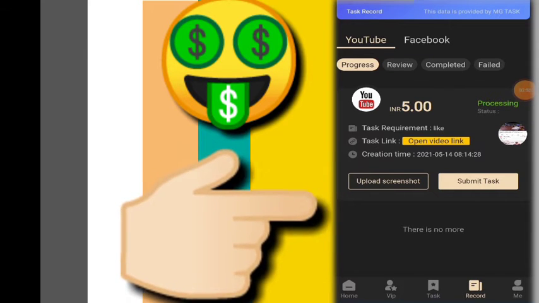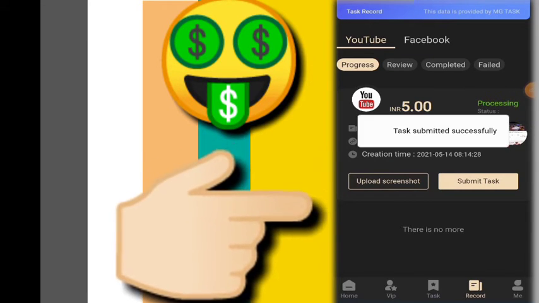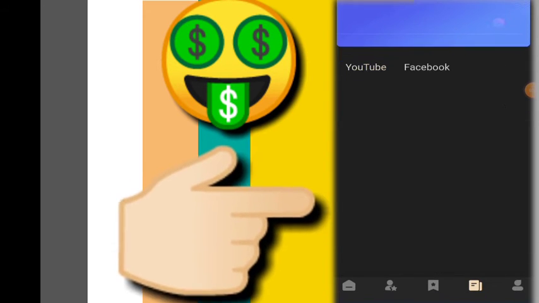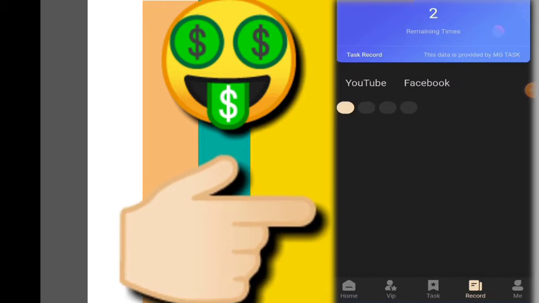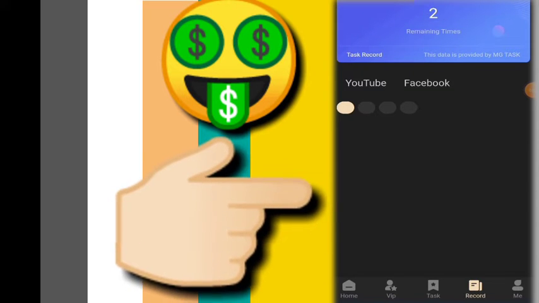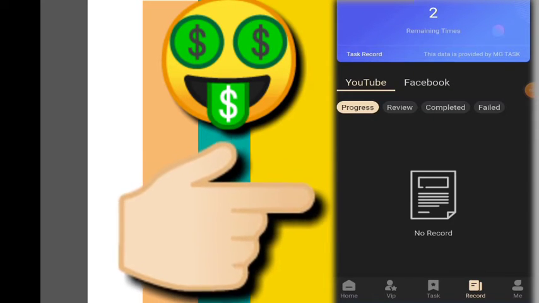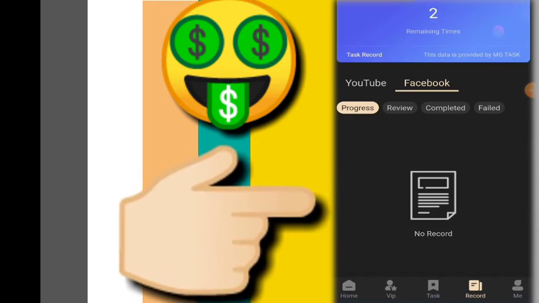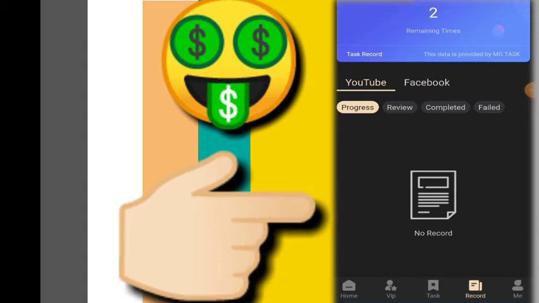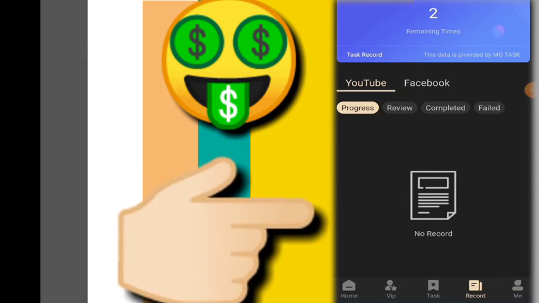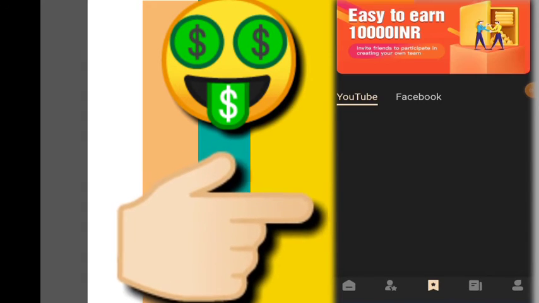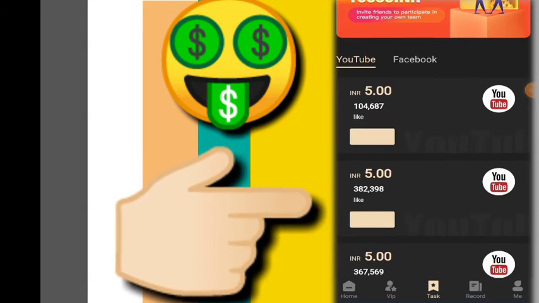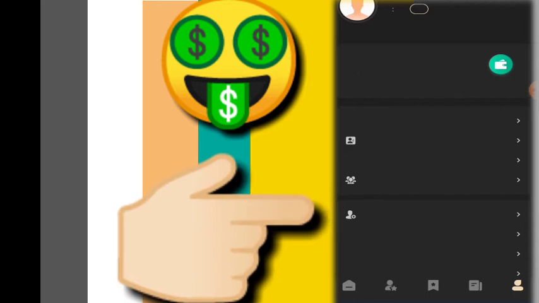Whenever you click on submit task, you will definitely get rupees 5 in next 5 minutes. Task submit successfully. Then if you want to do it for Facebook, you can also do it for Facebook. Just go on Facebook progress. It is the progress section, so we need to go on task, that is underside. Then go on Facebook, then just do the same step. Now you will get your rupees.